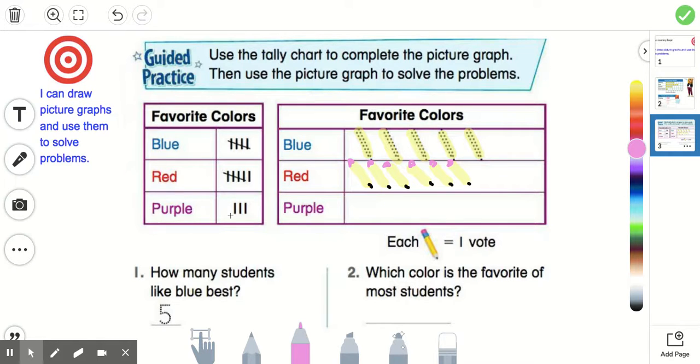Now let's look at the purple. There are 3 purple pencils. So I'm going to use my highlighter again, and I'm going to draw them. 1, 2, 3. It doesn't have to be the exact same color or anything. It's fine. Remember, though, we're working on drawing the pictures over here from the tally mark. So the tallies are on one side, and then the pictures are on the other.